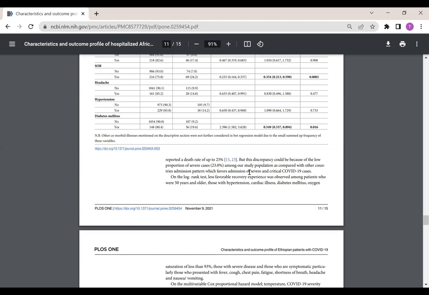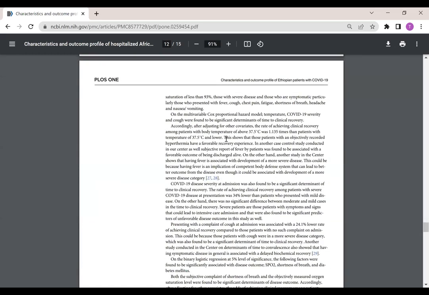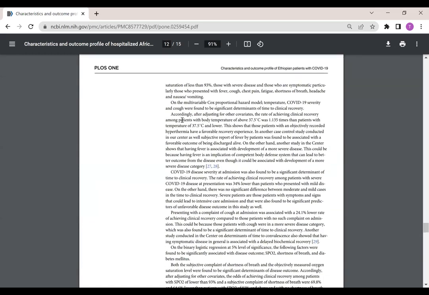So the characteristics of the study population is relevant in contextualizing our finding while we compare it with other studies. And the other is when we present our study results, as you remember, the first one was temperature, and then the second one was disease severity, and then lastly it was cough.